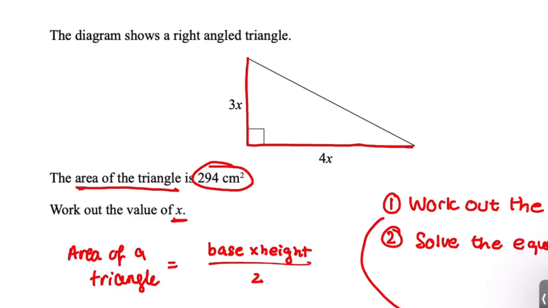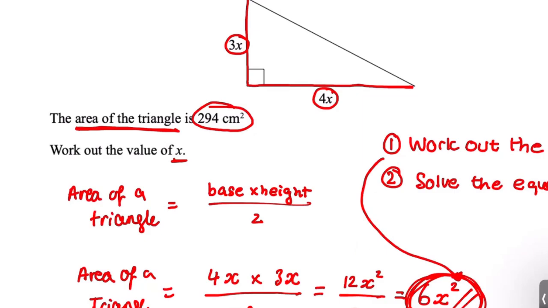Okay, because it says area of the triangle, as you can see, when we look at this triangle, we're given letters. Okay, so we need to work out the area of the triangle in terms of letters. Now, the formula to work out the area of the triangle is this. Okay, so this is the area of the triangle formula.